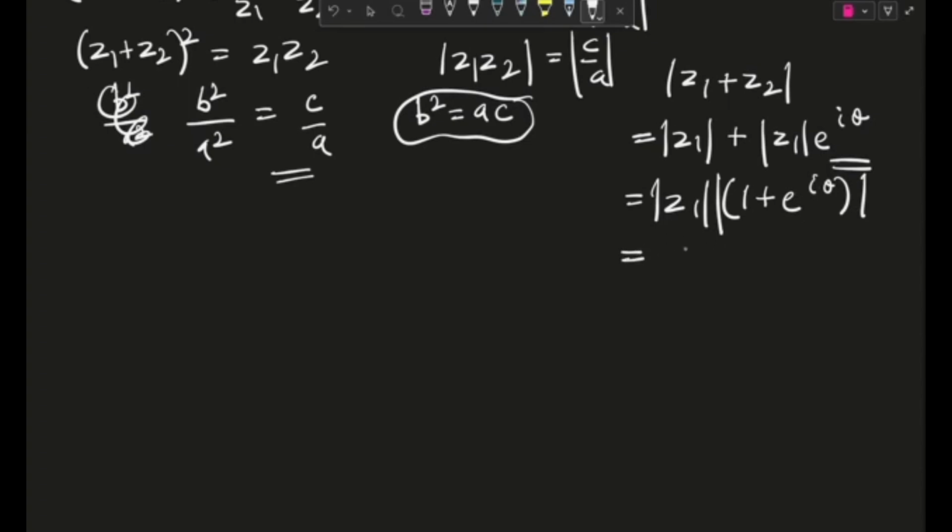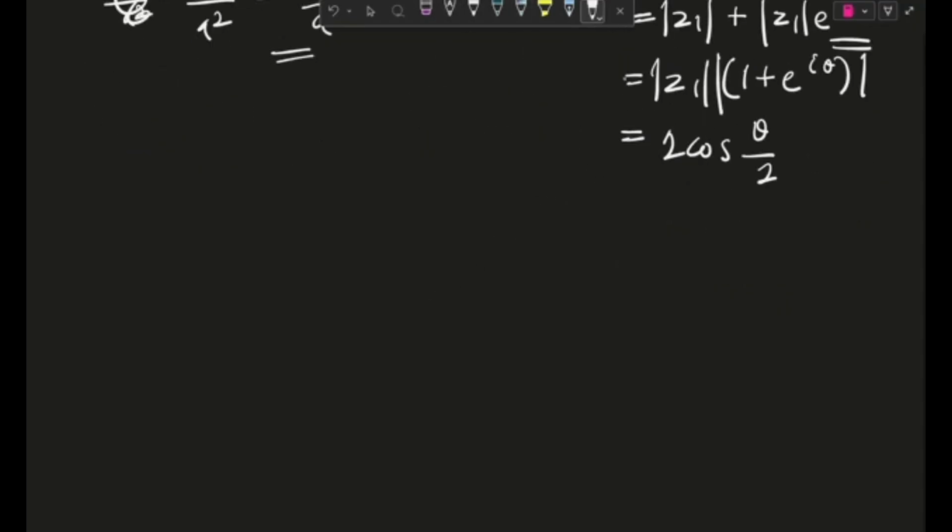and this will be equal to 2 cosine of theta by 2 times mod z1. If we observe carefully, mod z1 is equal to 1 from the previous results. Just a minute. Yeah, our mod z1 was already given to be 1 in the question itself, I just observed. So this will be 2 cosine theta by 2. I don't think I have to explain this particular point.